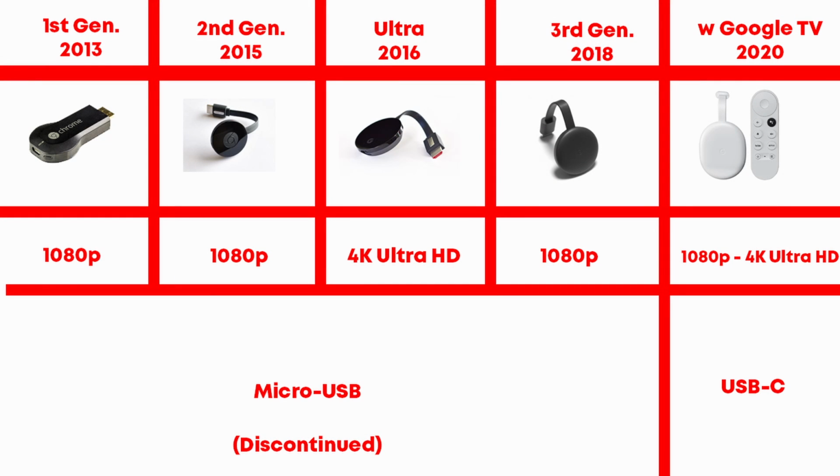Since the initial release of Google Chromecast in 2013, there have been 6 releases at the time of this video, with the latest generations being Chromecast with Google TV in 4K and HD, and comes with a remote control that has voice search. The older versions of Chromecast are no longer available for purchase, as they've been discontinued.